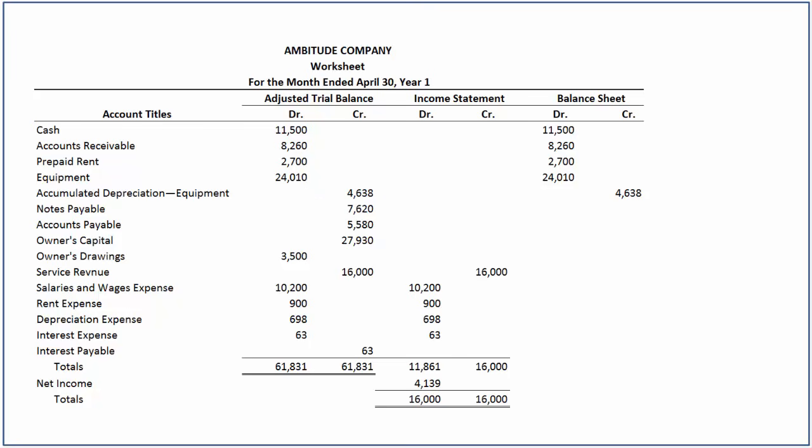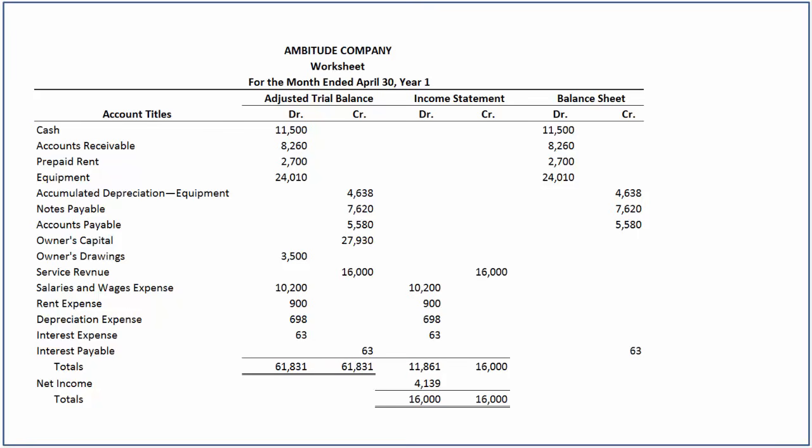Note that accumulated depreciation is a contra-asset account and has a normal credit balance. It reduces the value of assets. Next, we list liabilities and owner's equity, which have normal credit balance. Hence, they will be recorded in the credit column of the balance sheet. Under liabilities, we have notes payable of $7,620 and accounts payable of $5,580. Interest payable of $63, a liability, will be recorded in the credit column of the balance sheet.